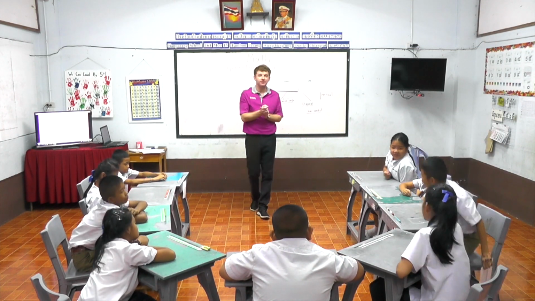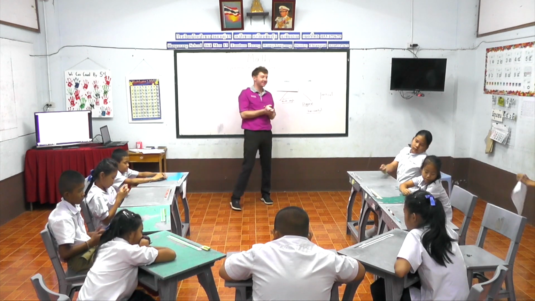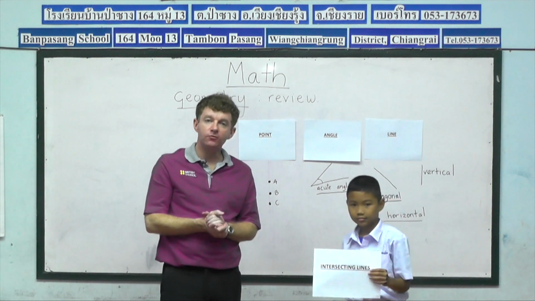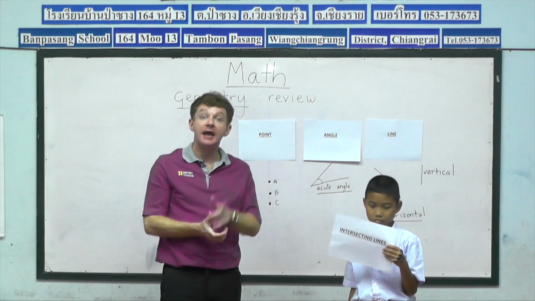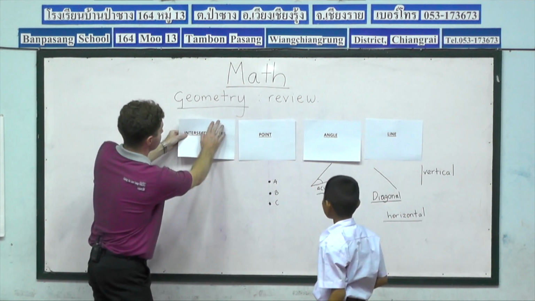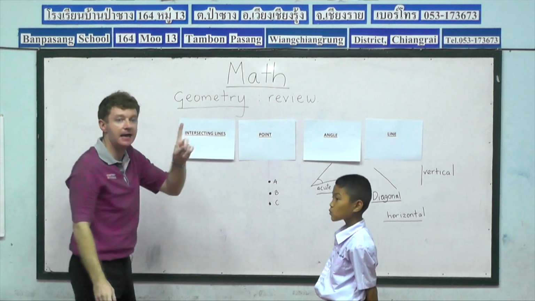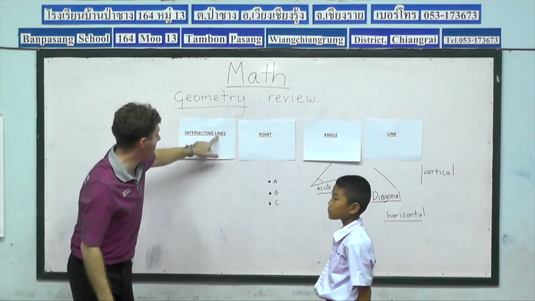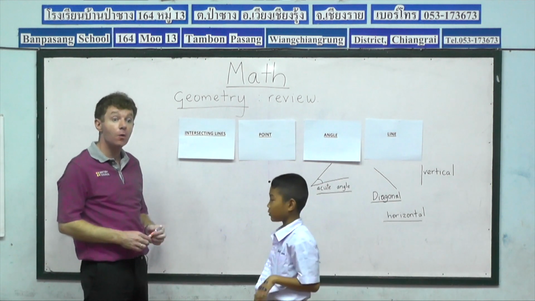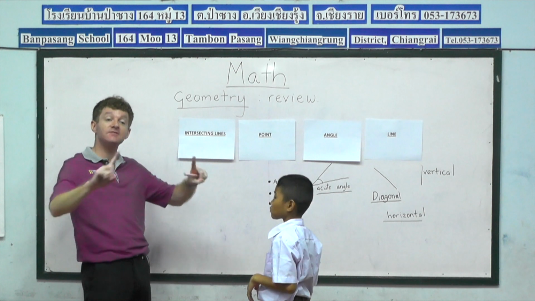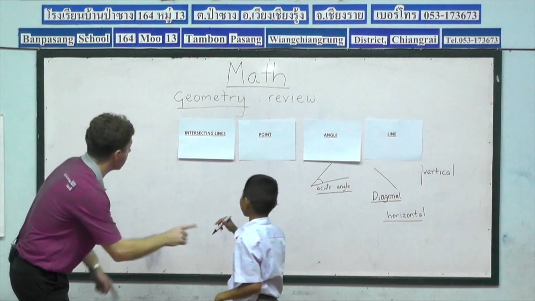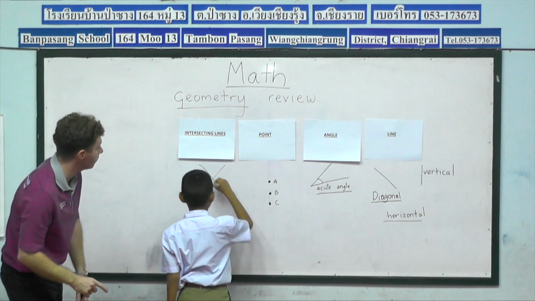So who's next? Pangpon, come and join me at the front, please. And can you show your friends your flashcard? What does the flashcard say, guys? Intersecting lines. Okay, so now Pangpon, we need to draw some intersecting lines. Now notice, lines. Does that mean one line? No, we need two lines. Do the lines need to cross? Yes, that's how we intersect. So Pangpon, two lines that cross at one point.